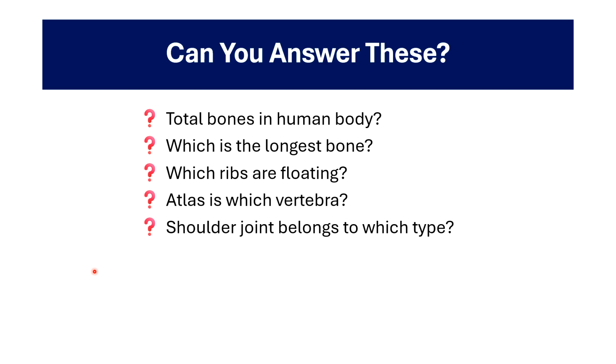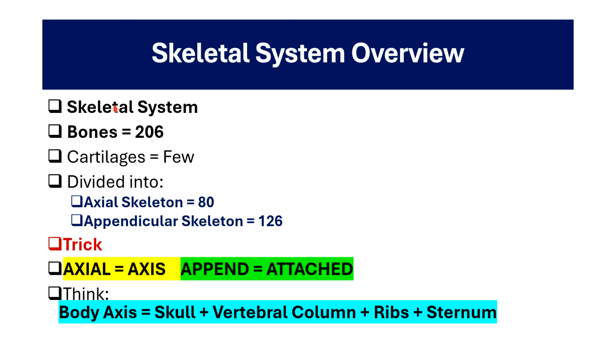Today's lecture is all about the human skeleton. I'll make it very simple, and give all the tips and tricks so that you can answer these questions very easily. The human skeleton is composed of 206 bones and a few cartilages.